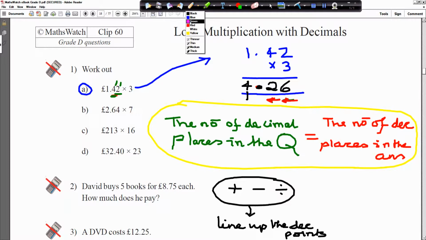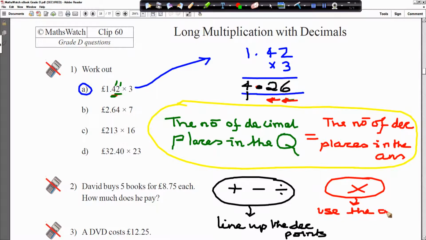When we are doing multiplication, we do not line up the decimal points. We use the above rule. It might look as though we've lined them up, but that's because the rule has lined them up. But we're not lining them up. Okay, are we happy with that? So that's a very simple example.